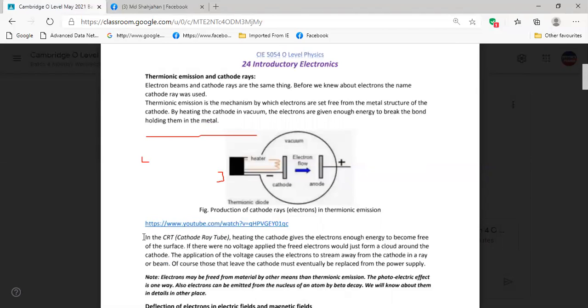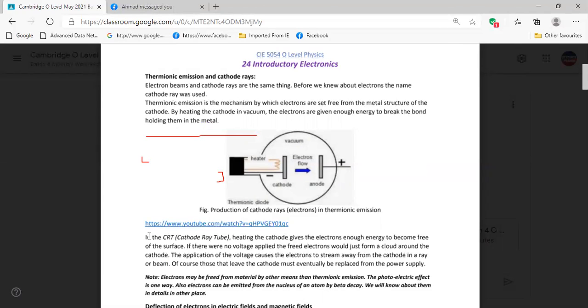Karim, continue from here. In the CRT, cathode ray tube, heating the cathode gives the electron enough energy to become free of the surface. If there was no voltage applied, the freed electrons would have formed a cloud around the cathode. The application of the voltage causes the electrons to stream away from the cathode in a ray or beam. Of course, the electrons that leave the cathode must eventually be replaced from the power supply.